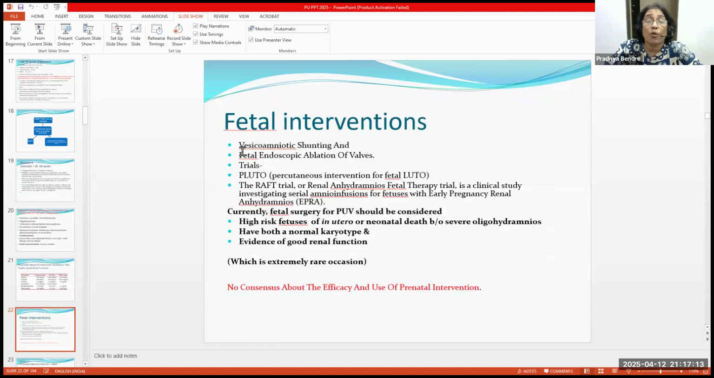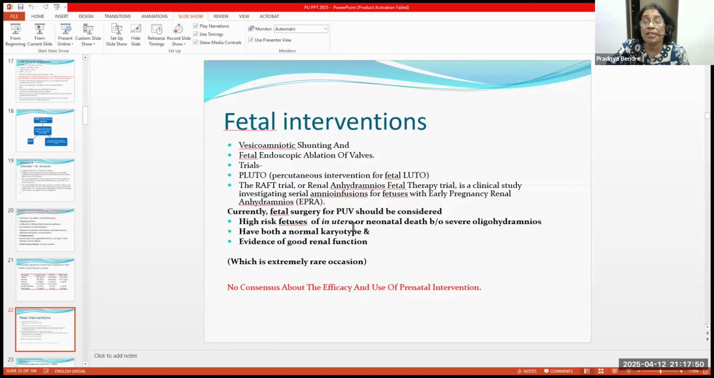Those that can be done are vesicoamniotic shunts and fetoscopic ablation of the valves. And then there are two trials which have been done on this. One is the PLUTO trial, where percutaneous intervention for fetal lower urinary tract obstruction has been done. The RAFT trial is to increase the amniotic fluid so that there is no pulmonary hypoplasia, so that secondary effects are taken care of. But currently, fetal surgery has a very limited role.